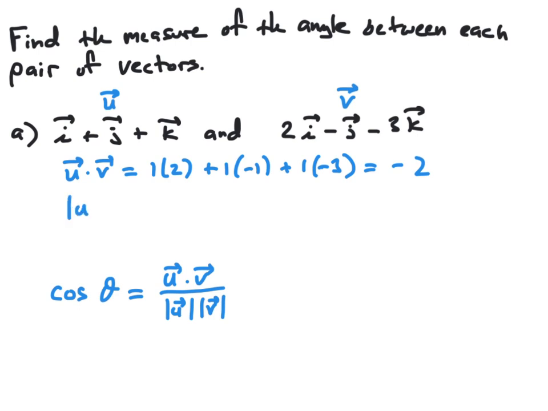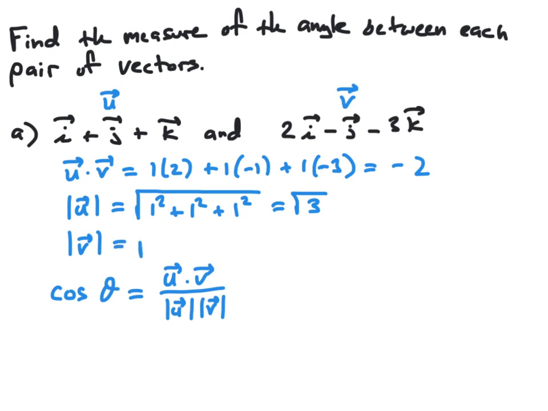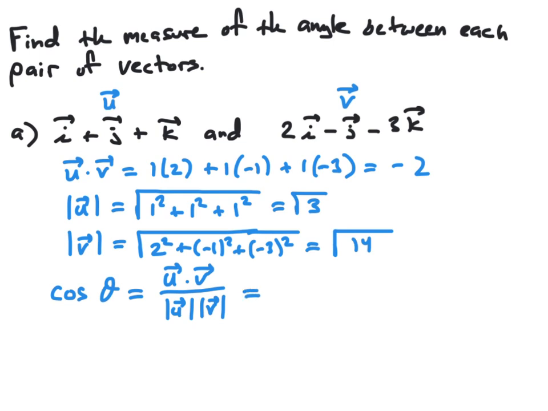We also need to find the magnitude of these vectors. So the magnitude of u will be the square root of 1 squared plus 1 squared plus 1 squared, which of course is the square root of 3. And the magnitude of our second vector will be the square root of 2 squared plus -1 squared plus -3 squared. And this will be the square root of 4 plus 1 plus 9, so the square root of 14. So we have all of our values now for our cosine formula. We can then substitute all of those in.